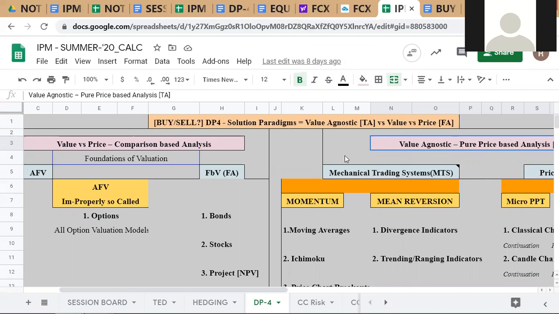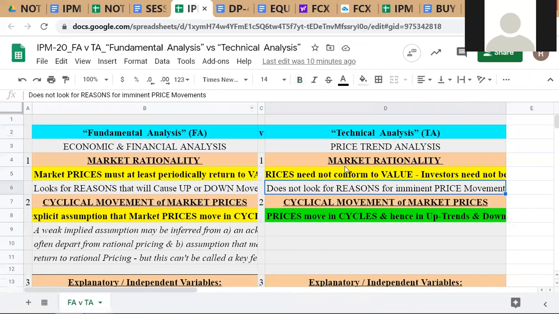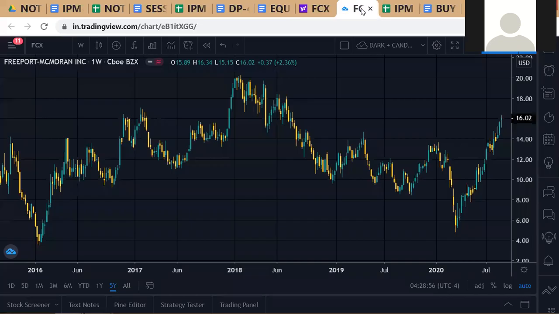And the way you should make the decision is, I'm not going to tell you which one to use, but I'm going to tell you how to make the decision. So you will study this, you will see that in TA, we don't assume anything about market rationality. We don't assume that the price has to come back to fair value. We don't make any assumption about this having to come back to my estimate of fair value. All right.